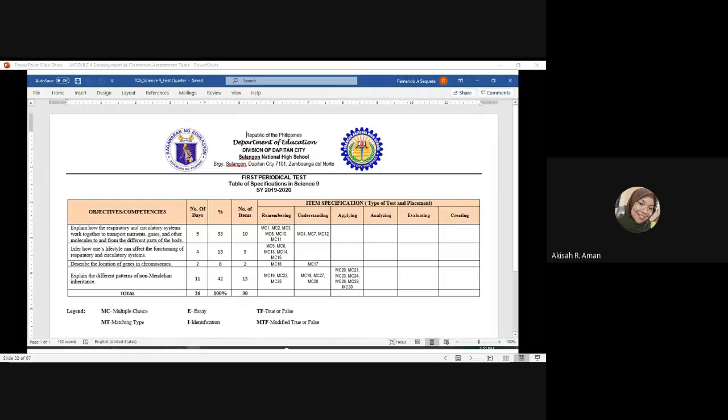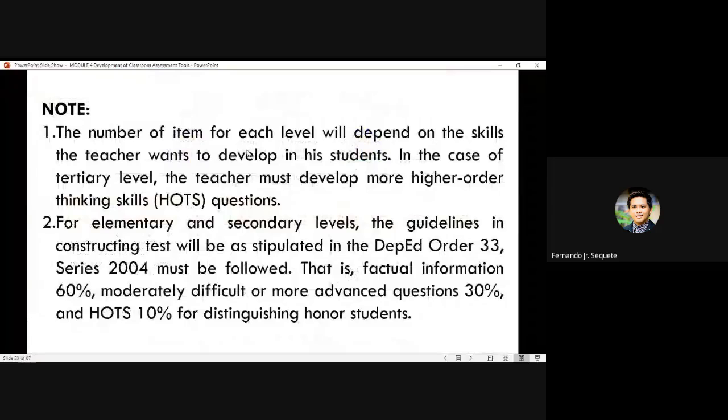If you don't have any questions, let's proceed. The number of items for each level will depend on the skills the teacher wants to develop in his students. As I said, it depends. In the case of PhilSci, what they want students to develop is HOTS, so there are more HOTS questions compared to LOTS questions. At the tertiary level, the teacher must develop more higher order thinking skills questions.